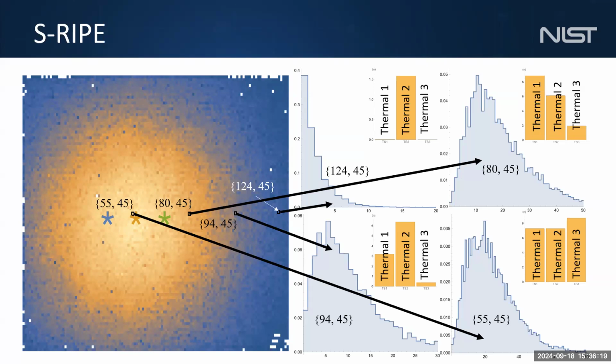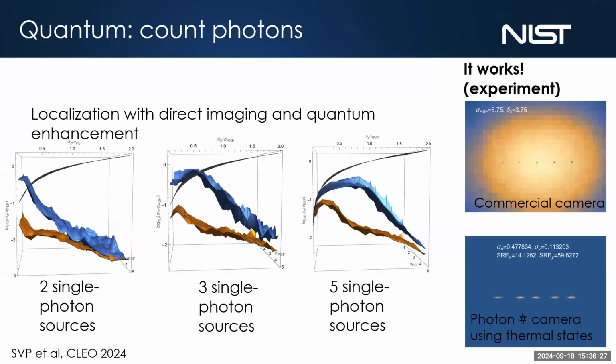And by the extra information from the outskirts like this, it allows you to really see how many sources you had. So this is the simulation. Well, not the simulation. It's an experimental simulation with five sources. And this is the image that the classical conventional camera would see.